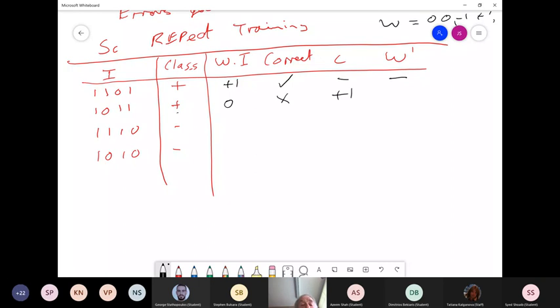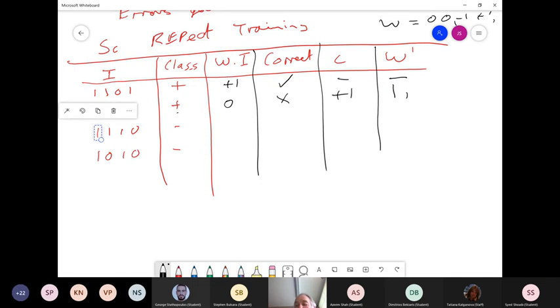The correction factor, therefore, is going to be plus 1. We now add the current input to the latest weight vector. Let's draw the lines down here so we don't get confused. It is going to be 0 plus 1 is 1, 0 plus 0 is 0, minus 1 plus 1 is 0, and finally 1 plus 1 is 2. And that's our latest weight vector.